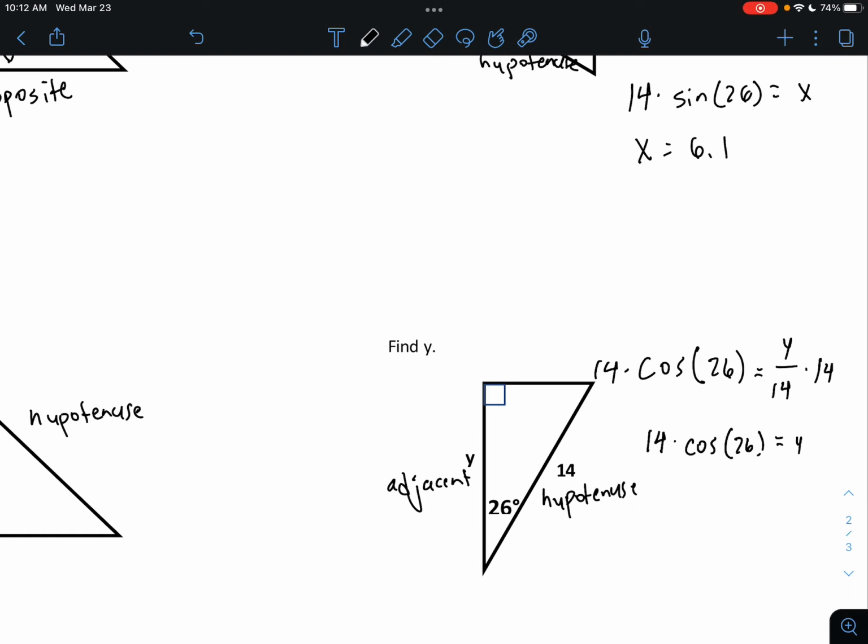And we grab our calculator. 14 times the cosine of 26. And if you have it in degrees, we should get approximately 12.58 or 12.6. So that means that y is about 12.6. If you don't have it in degrees, you're going to get about 9.05. That's not correct. So make sure it's in degrees, not radians.